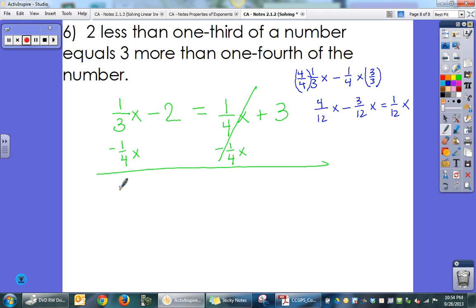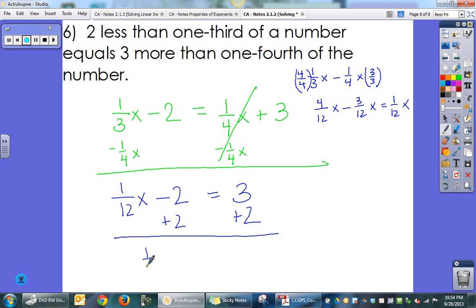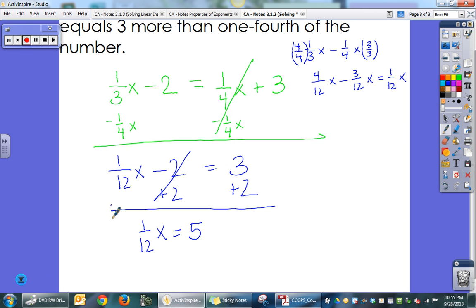So my answer down here is going to be 1 over 12x minus 2 equals 3. So this I worked out over here, and I got 1 over 12x. I'm going to add 2 to both sides. 1 over 12x is my left-hand side, and then 3 plus 2 is 5. Lastly, I'm going to solve by multiplying by the reciprocal of 1 over 12, which is 12. And 5 times 12 is going to give me 60.